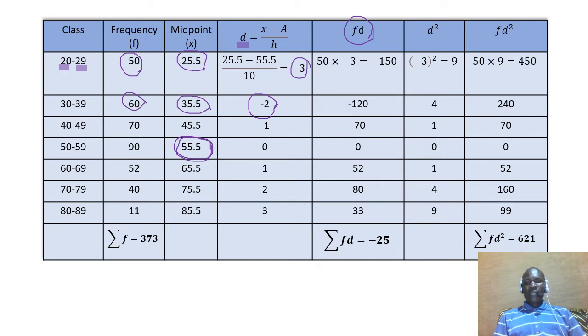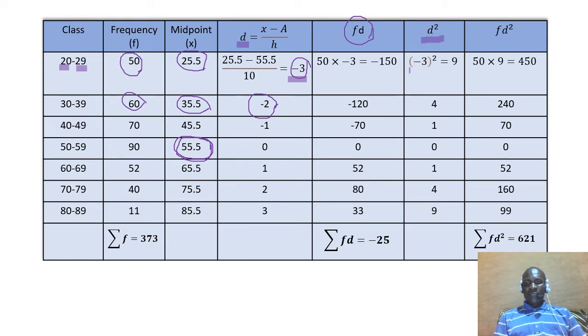Very good. Now, next procedure, we are looking at the d squared column. What does d squared mean? d simply means you go and take the value of d, which in our case is -3.